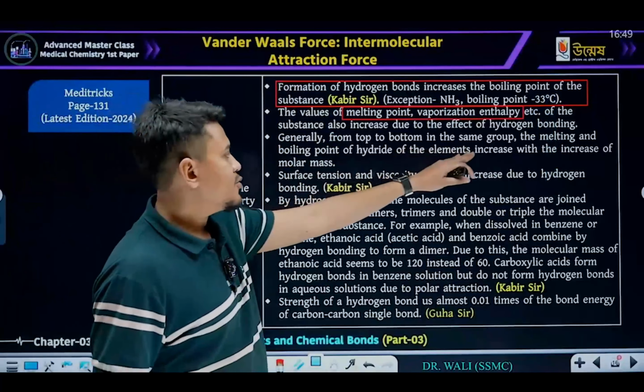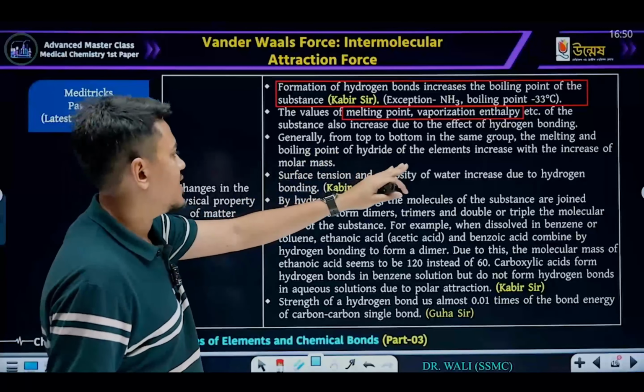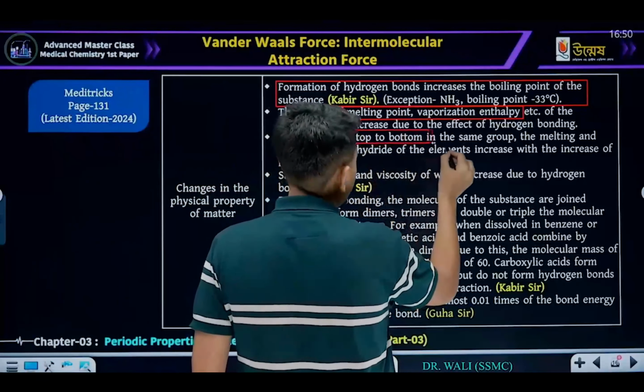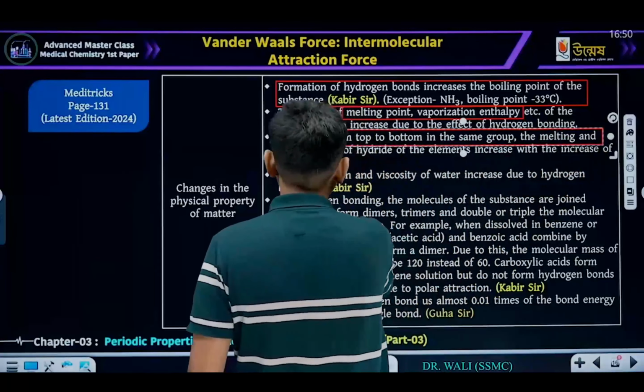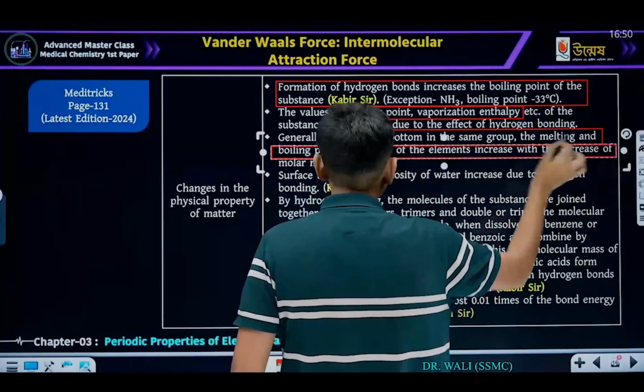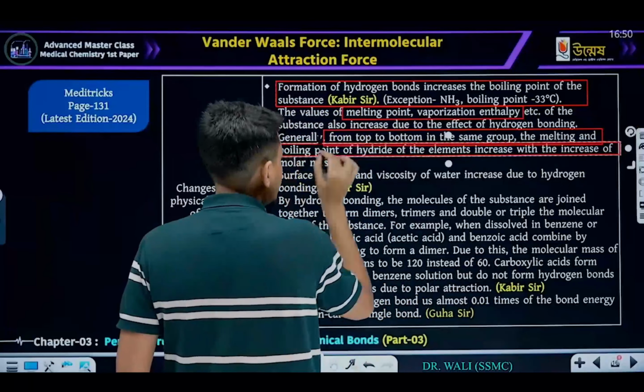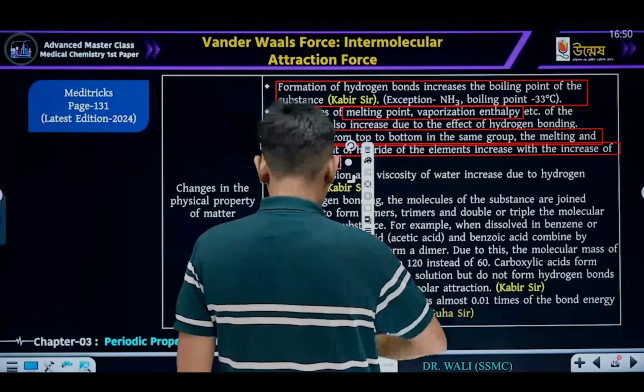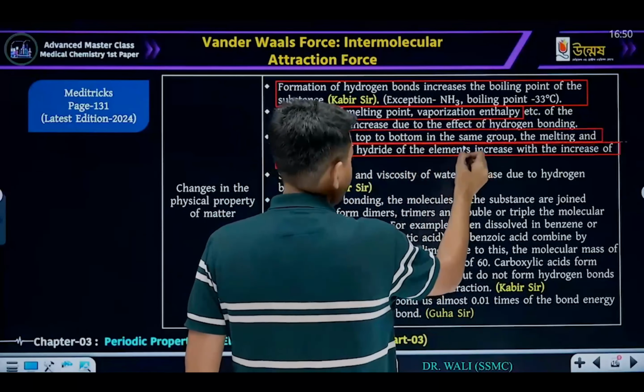Now, from top to bottom in the same group, the melting and boiling point of hydrides of the elements increase with the increase of molar mass. Generally, from top to bottom in the same group, the melting and boiling points of hydrides increase with molar mass. But some exceptions are there, where there is hydrogen bonding.